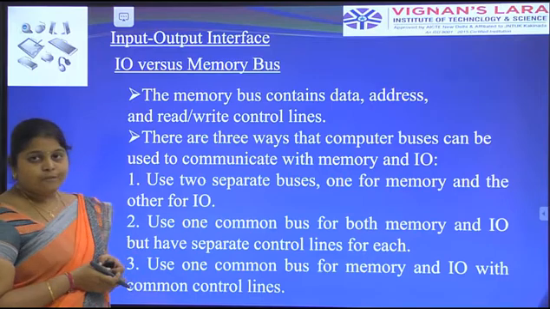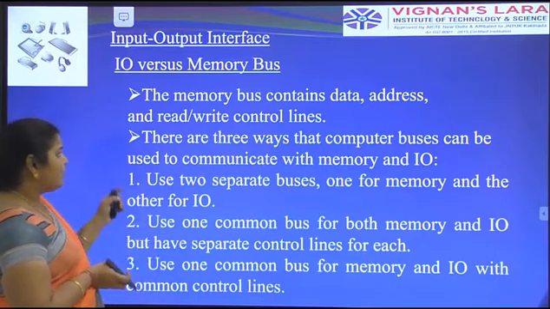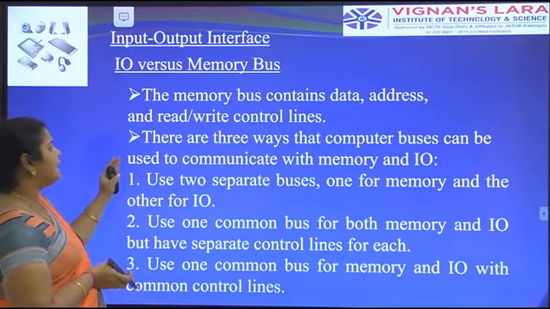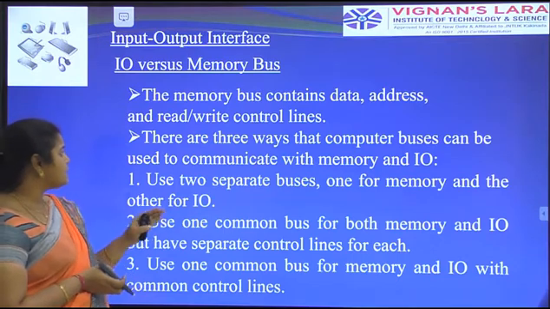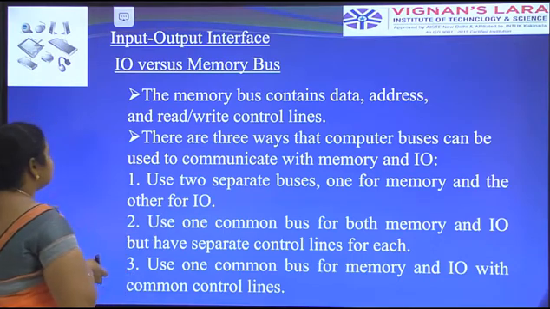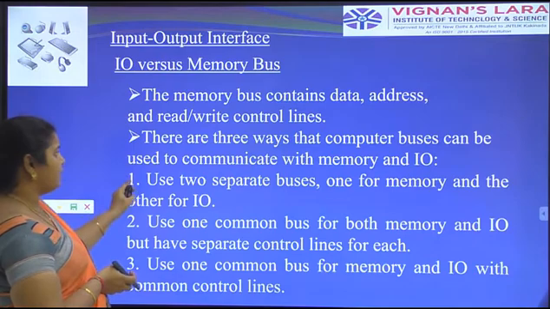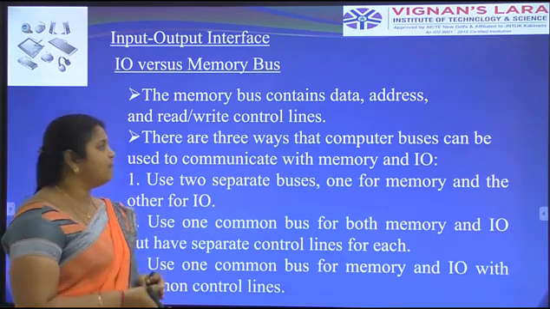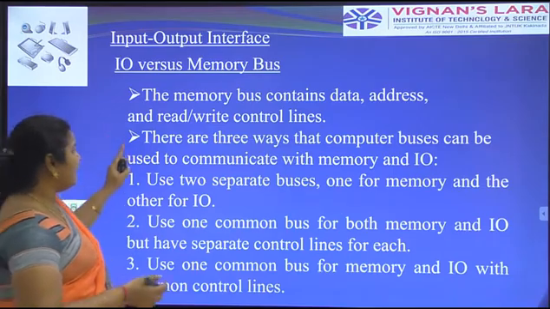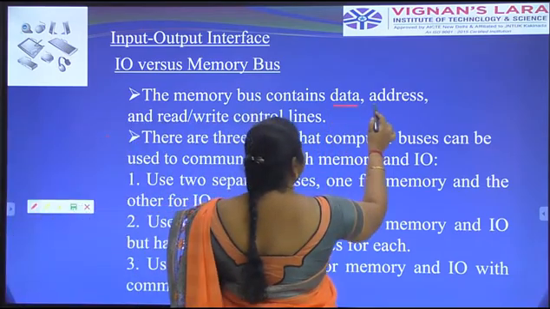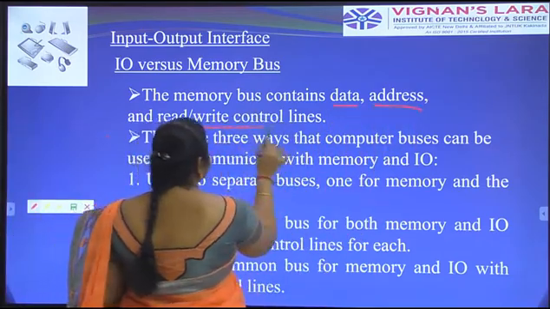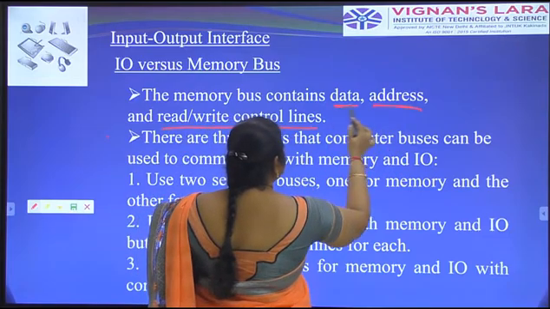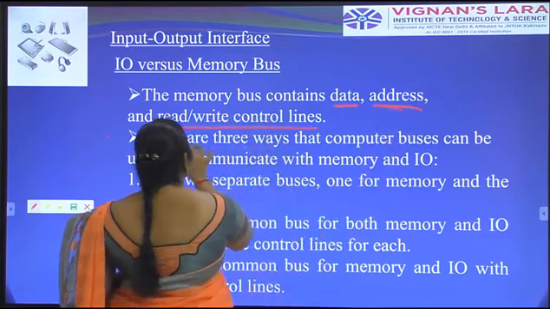Next, coming to the IO versus memory bus. Okay, the memory bus contains the data, address, and read and write control lines. What is the difference between the IO bus and the memory bus? The memory bus contains data, address, and read and write control lines.